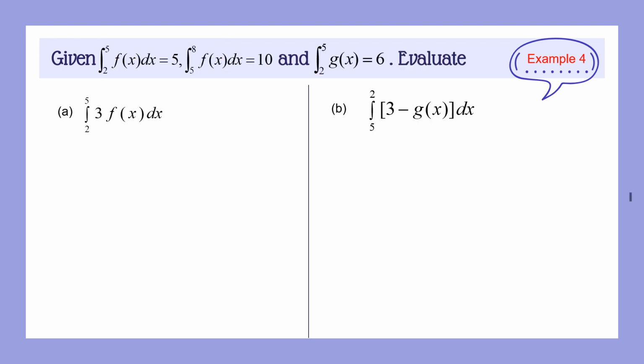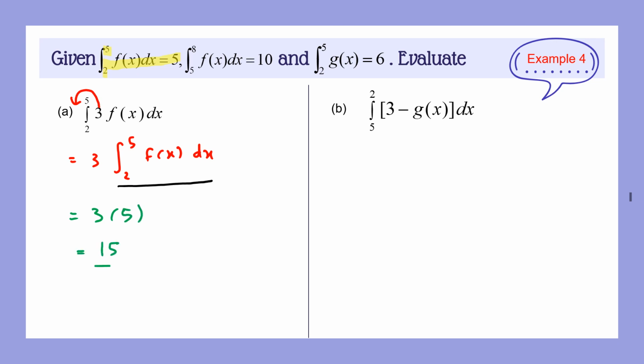Let's look at example 4. Given, integrate from 2 to 5 f(x) dx equals 5. Integrate from 5 to 8 f(x) dx equals 10. And integrate from 2 to 5 g(x) dx equals 6. Evaluate. Question A is integrate from 2 to 5 3 f(x) dx. For this case, we can bring out 3 since 3 is a constant. So then we get 3 integrate 2 to 5 f(x) dx. Then, integrate from 2 to 5, we can get from the equation. So, integrate from 2 to 5 f(x) dx is equal to 5. So, here, we get 3 multiplied by 5. Then, finally, we get 15 as the answer.